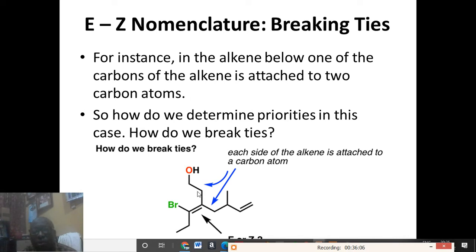Here, this one is bonded to 2 hydrogen atoms and 1 carbon atom. This one is bonded to 2 hydrogen atoms and 1 carbon atom. The carbon atom here is bonded to 2 carbon atoms and 1 hydrogen, while the carbon here is bonded to 2 hydrogen atoms and oxygen. Because this one is bonded to oxygen and this one is bonded to carbon, and oxygen has a higher atomic number than carbon, it will confer the higher priority to this side.